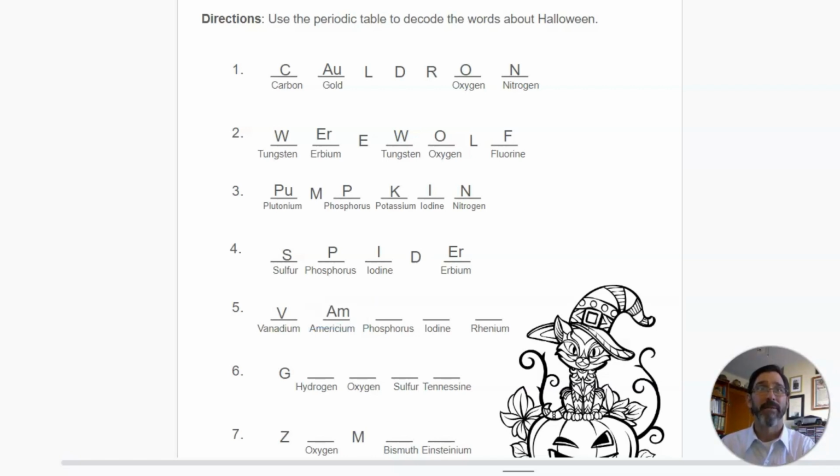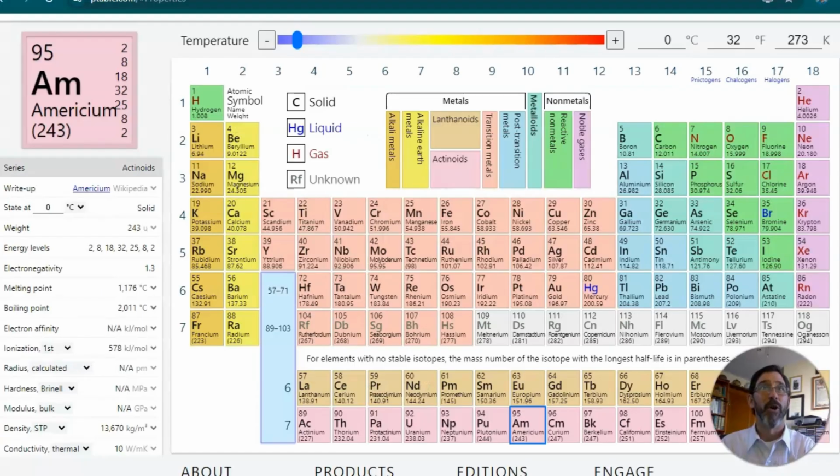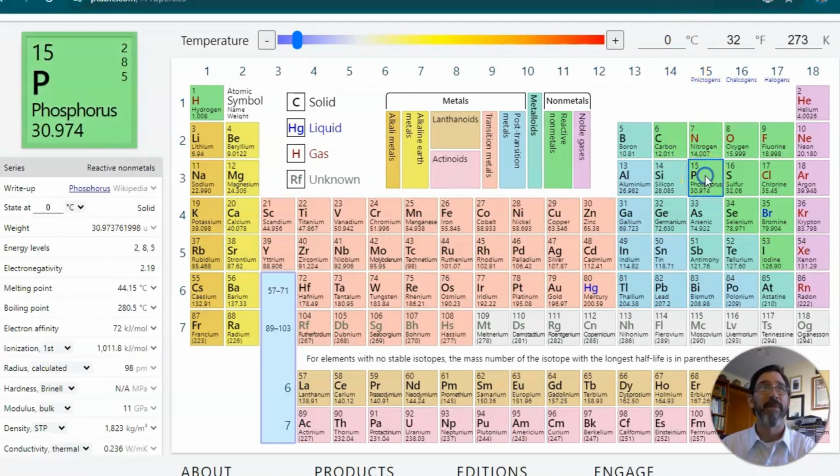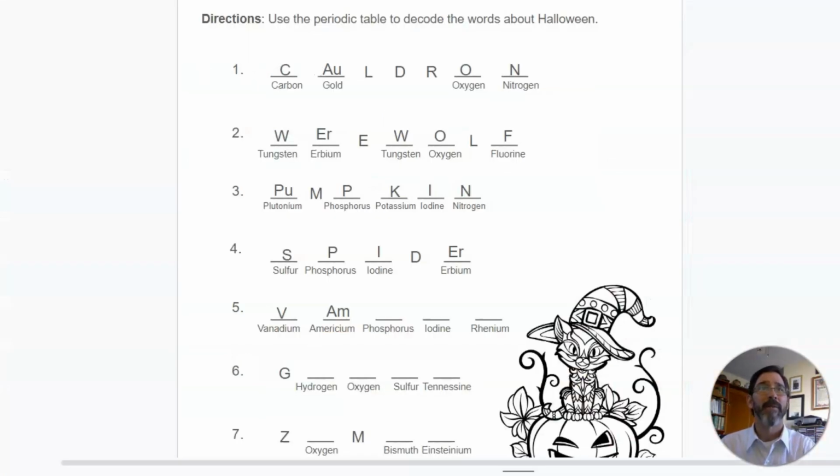Our next element to find is phosphorus yet again. I hope you're getting to know where some of these elements are. Phosphorus is in the reactive nonmetals. That would be number 15, capital P for phosphorus. Above phosphorus, place your capital letter P, and we are on to the next element, iodine.